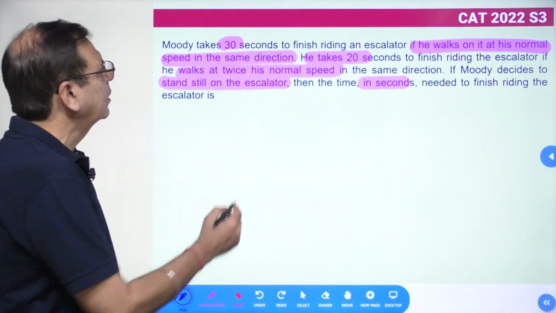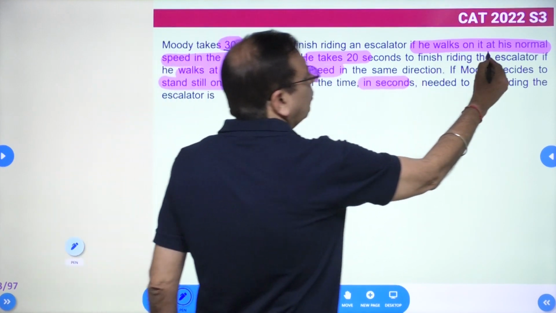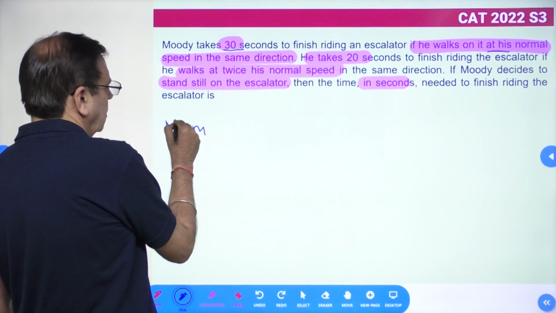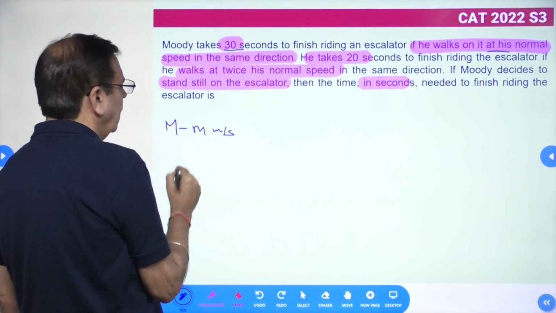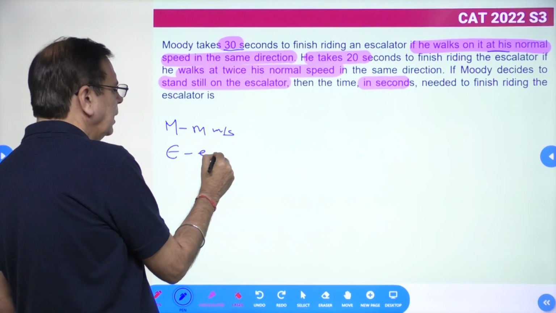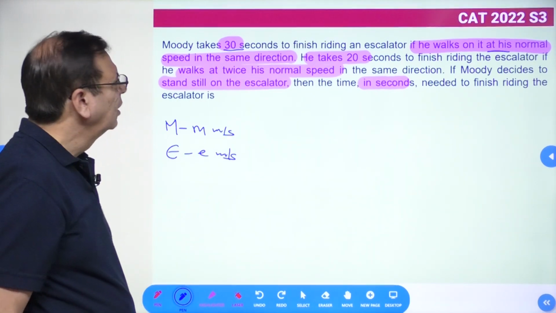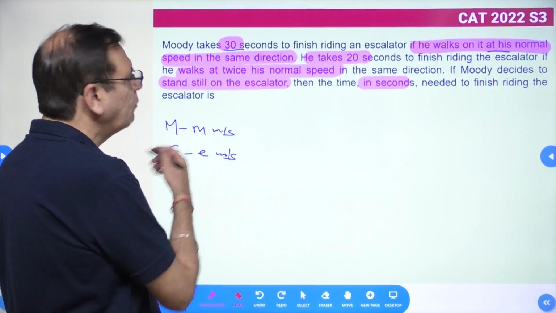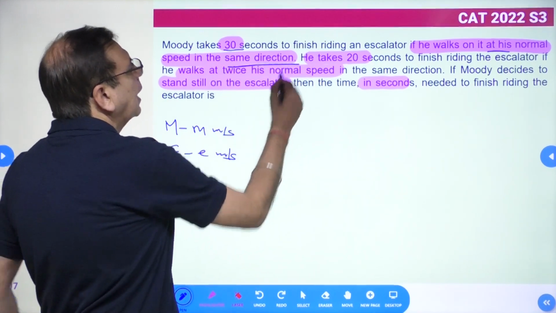Moody takes 30 seconds to finish riding an escalator if he walks at his normal speed. Let me assume Moody's speed is m meters per second, and the escalator has a speed of e meters per second. Let's take that. So what happens first? He is taking 30 seconds to finish riding the escalator if he walks at his normal speed in the same direction.